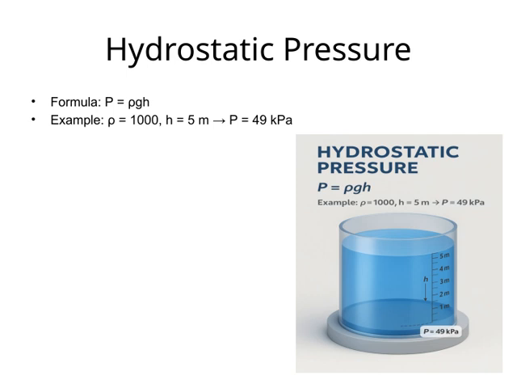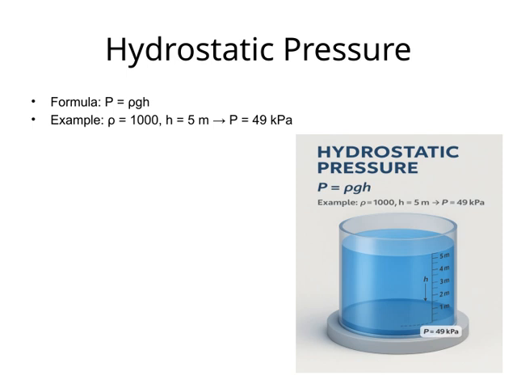For example, if we have a fluid with a density of 1,000 kilograms per cubic meter and a depth of 5 meters, we can calculate the pressure exerted at that depth. Plugging in those numbers, the pressure comes out to approximately 49 kilopascals. This concept is fundamental because it explains how pressure increases with depth in a fluid, which is essential in many engineering and physics applications.